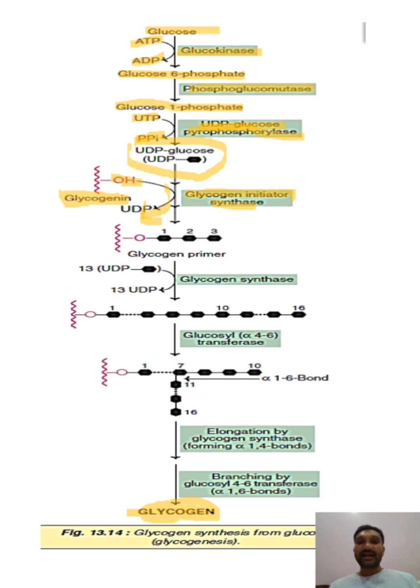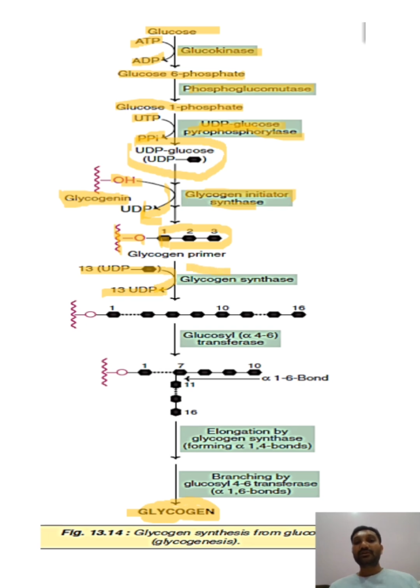After that, UDP is removed from this process, and this enzyme is called glycogen initiator synthase. After that, as we can see, a few molecules of glucose are attached to the glycogen primer. So our primer is ready for the further initiation of glycogenesis. After that, UDP glucose molecules are hydrolyzed to form UDP.